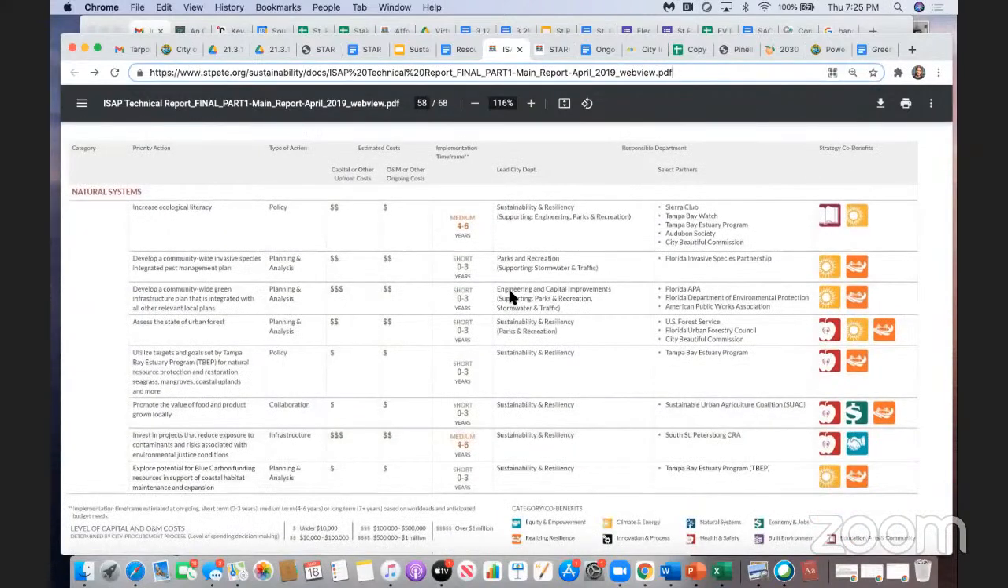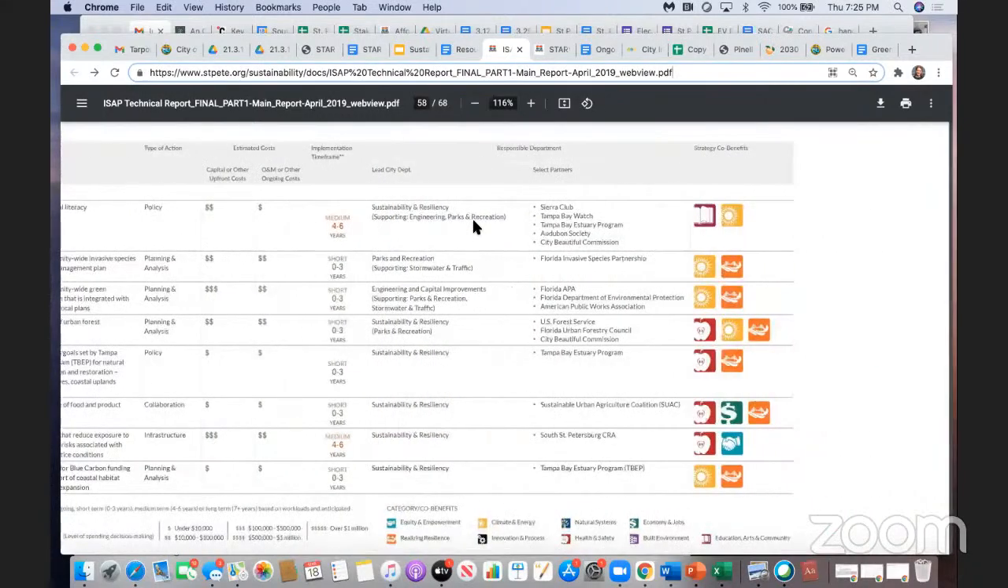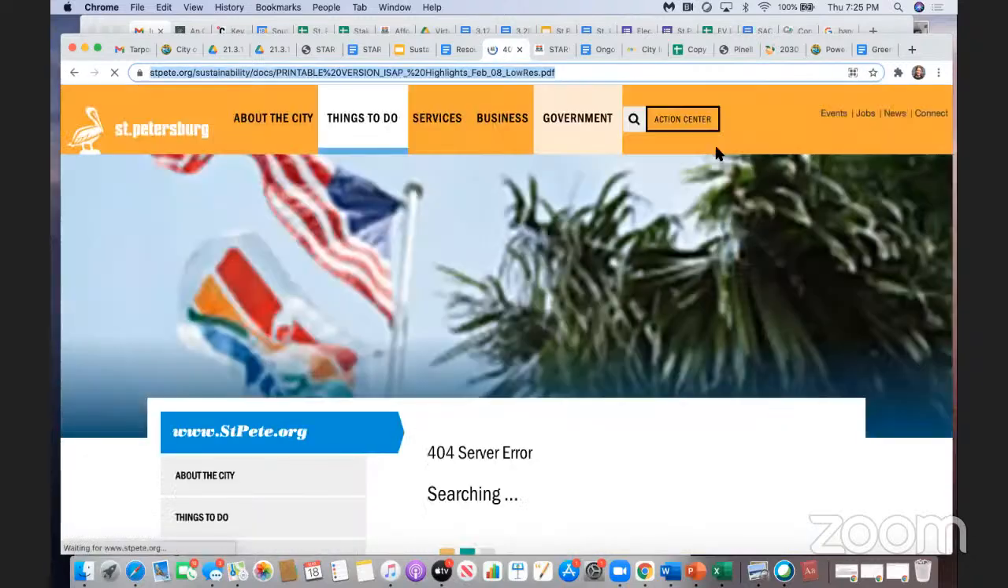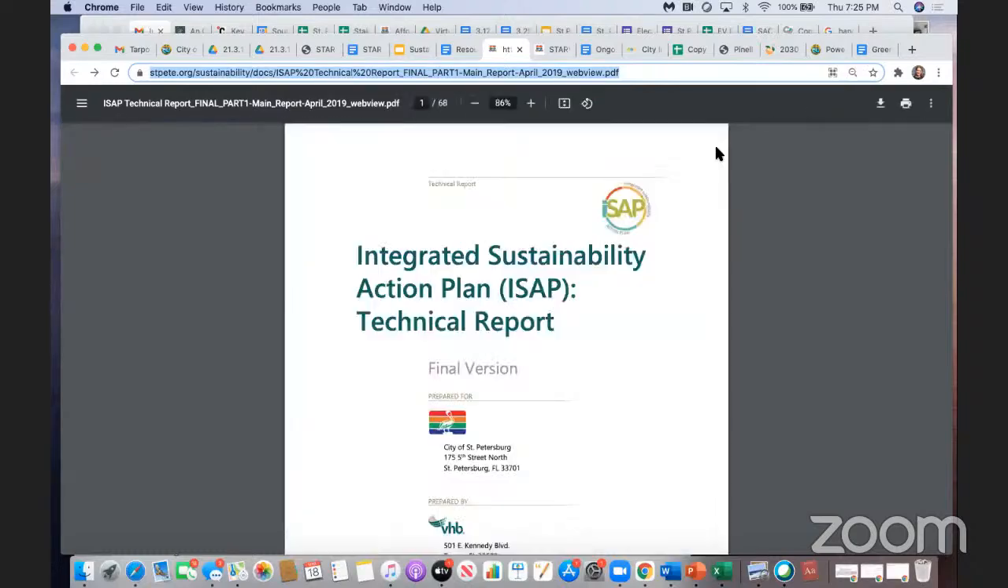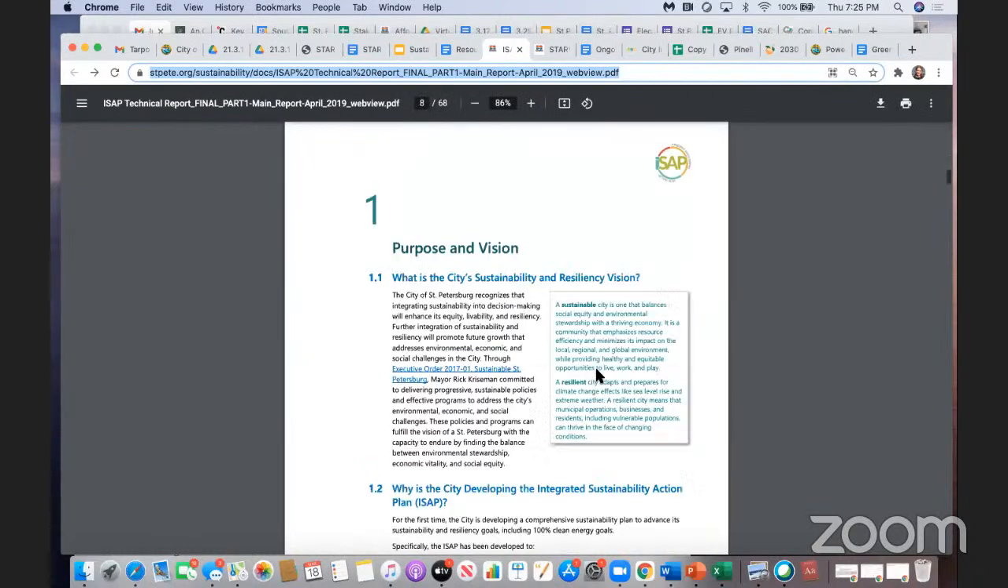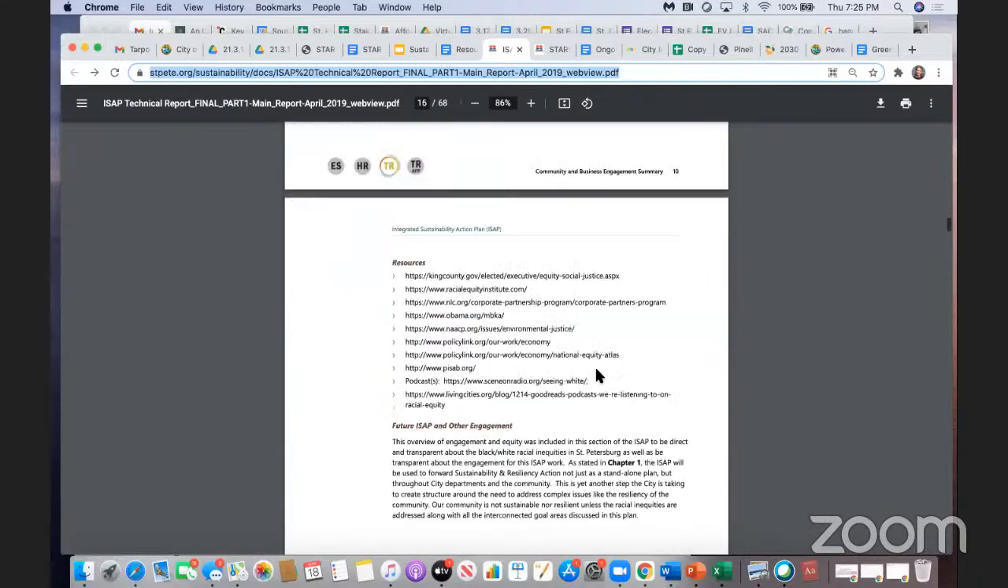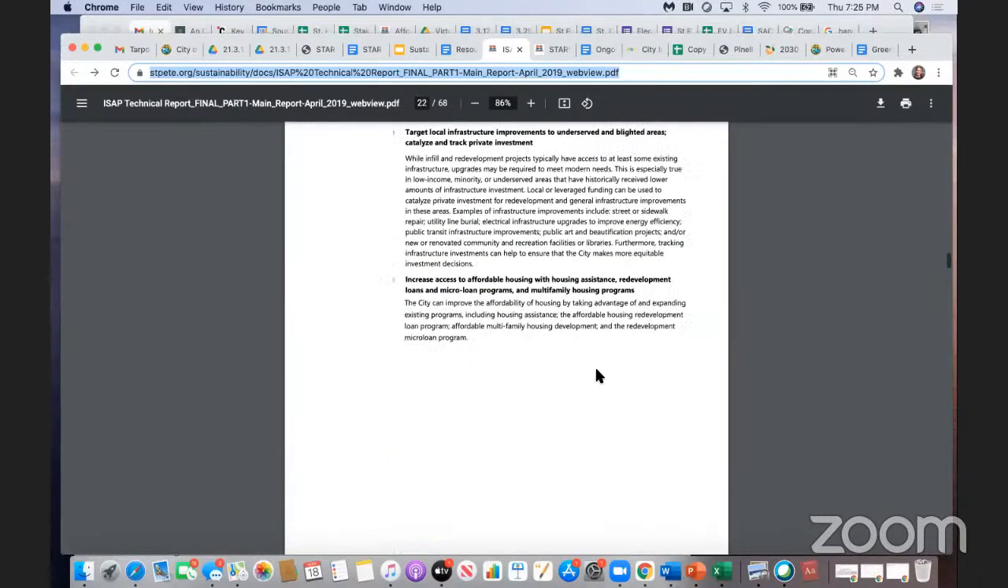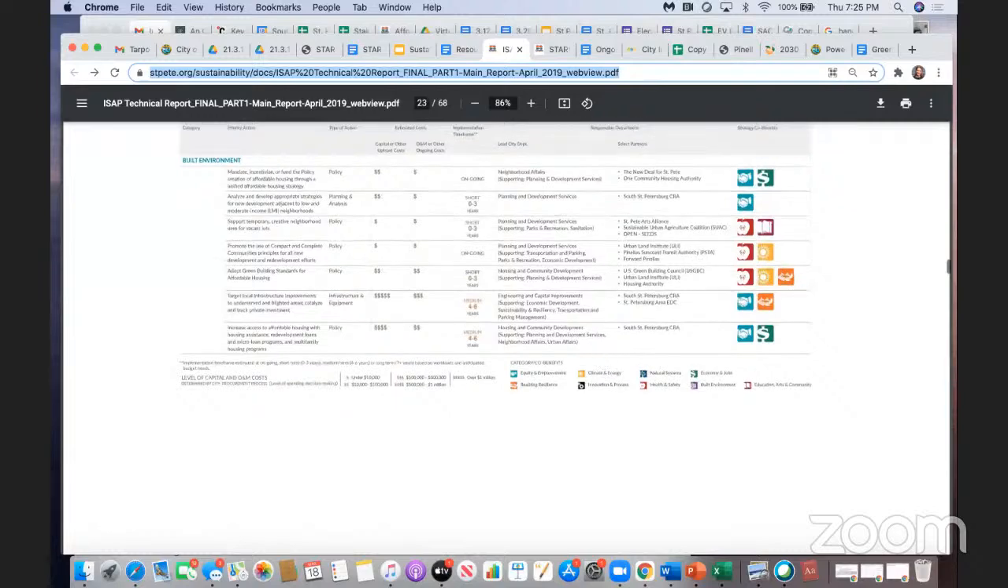And to address that, what the city of St. Pete did in their sustainability action plan is they have, oh no, come on now, cooperate. Of course, it's not going to put me right back on the page that I was on, but let me just get to the first. It's got a crosswalk.